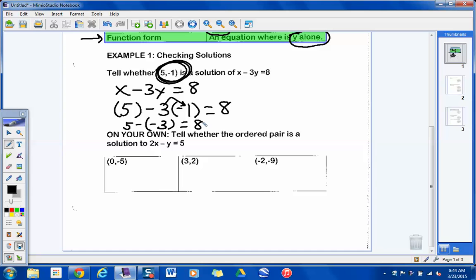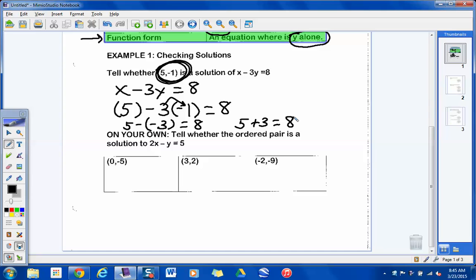So listen up here, kids. They want to know, is that point (5, -1) a solution to the given equation? Well, we plugged it in, and what kind of statement did we get right here? A true statement. It's true, isn't it? So the question becomes, is (5, -1) a solution to this equation? What are you going to say? Yes or no? Yes. If your statement's true, then the point is a solution.